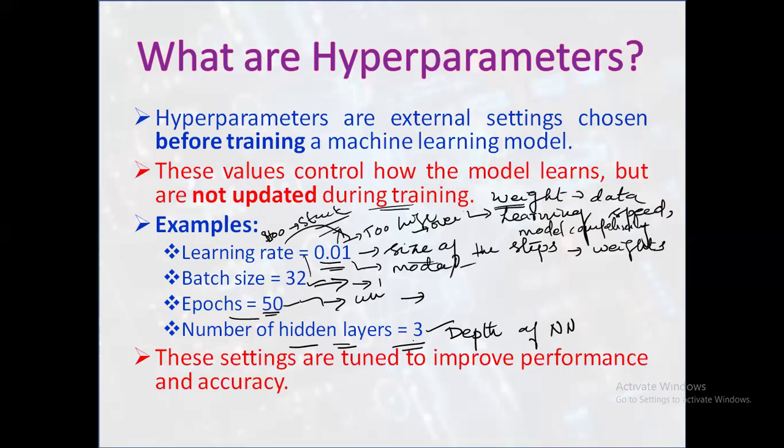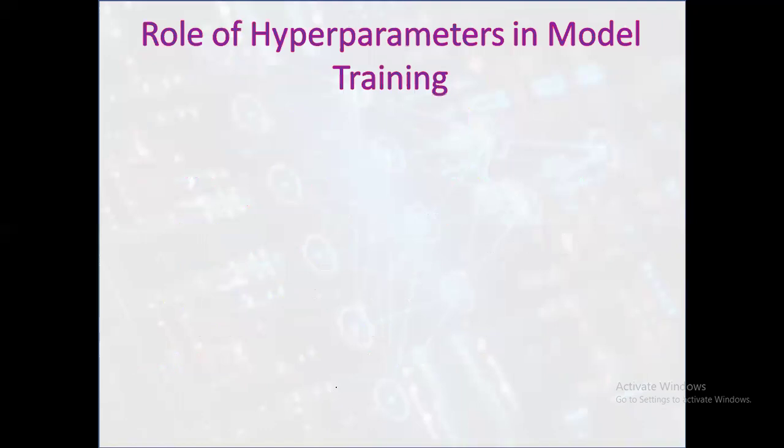These settings are tuned to improve performance and accuracy by adjusting hyperparameters. By adjusting the hyperparameters, one can influence how well the model fits the data, how fast it converges, and how well it generalizes. Careful tuning can result in high accuracy and more robust models, especially in complex tasks.